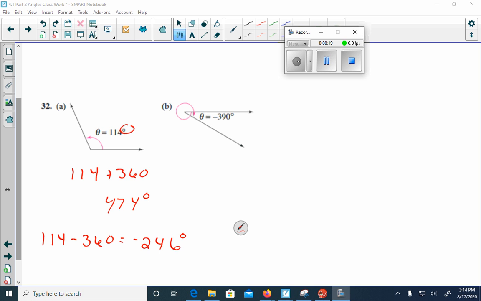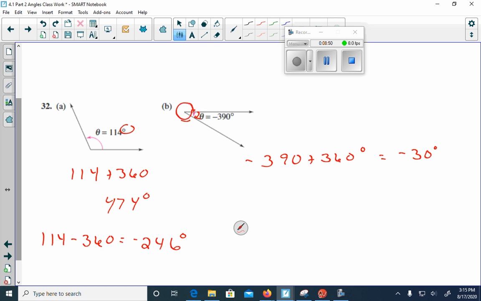Part B, I want one positive, one negative. So to find my positive, I'm going to take that negative 390 degrees, and I'm going to add 360 degrees because that's one lap around the unit circle. When I do that on my calculator, I get negative 30 degrees. Well, that's negative. It's not positive. I was hoping it was positive, but it's not. What that means is, as you can see from this picture, I'm more than one lap around the unit circle. So instead of going all the way around, I could have just done this part, which would have been negative 30 degrees. So that can be my negative coterminal angle.